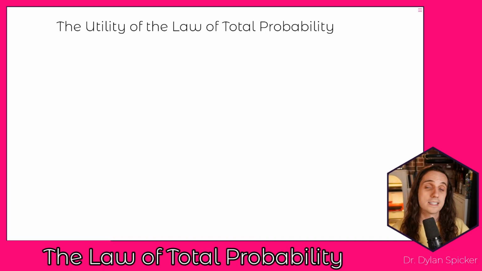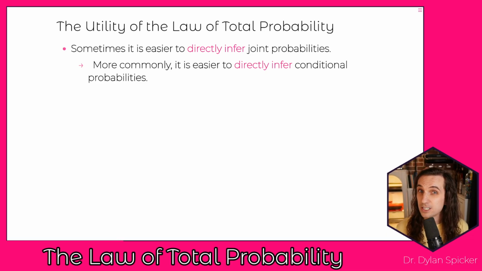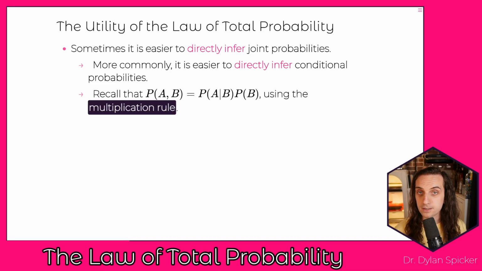Now, why is this a useful result for us? Well, sometimes it's going to be easier for us to directly infer joint probabilities. However, very commonly, it's going to be easier for us to directly infer conditional probabilities. And why does that help us? Well, remember that the joint probability of A and B can be written as the probability of A given B times the probability of B. This uses the multiplication rule for probability here.